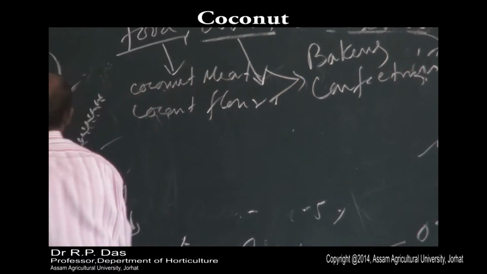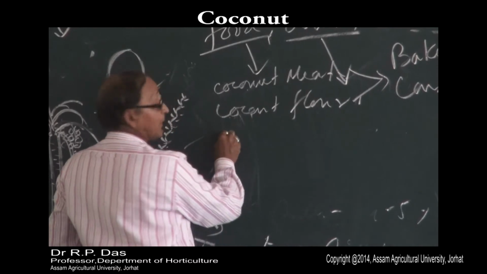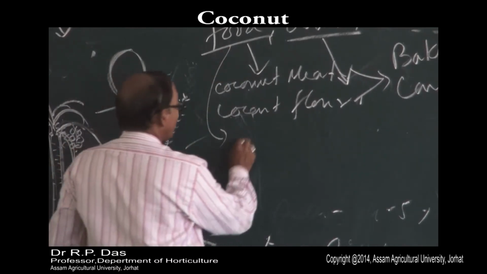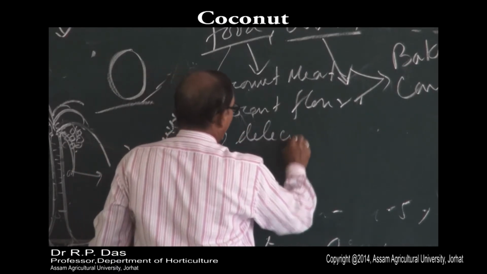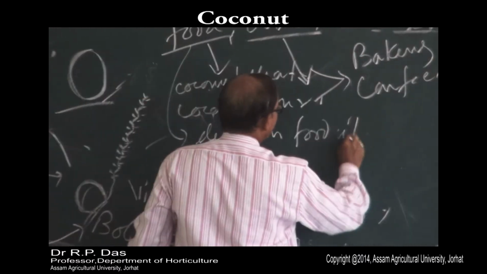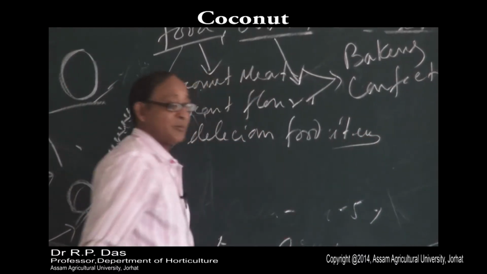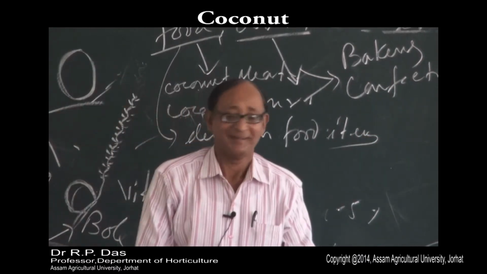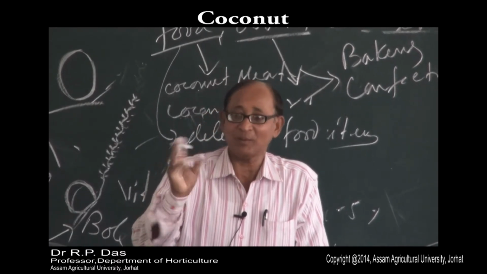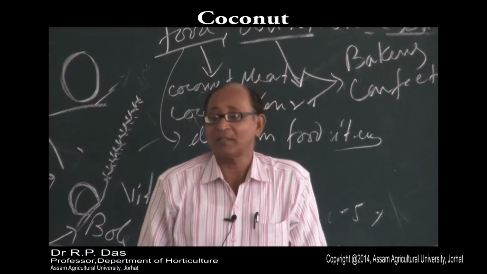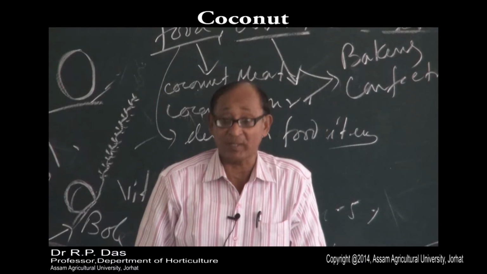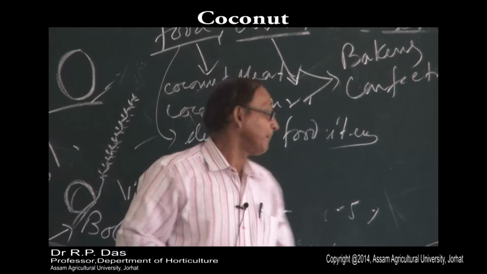Coconut biscuits are available in the market. Then, for delicious food items, tell me one name of a delicious food item which is more common here. Narikolor laskara. Notice that laddu, that round type, is prepared by grinding these raw coconuts, I mean the kernel.